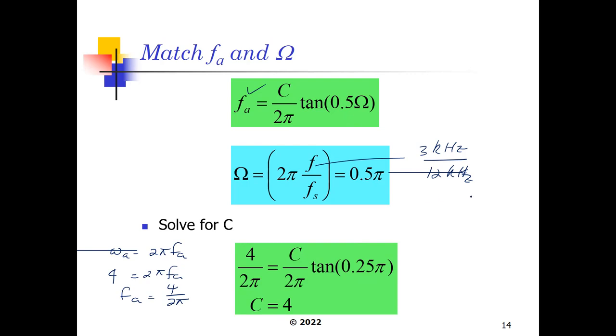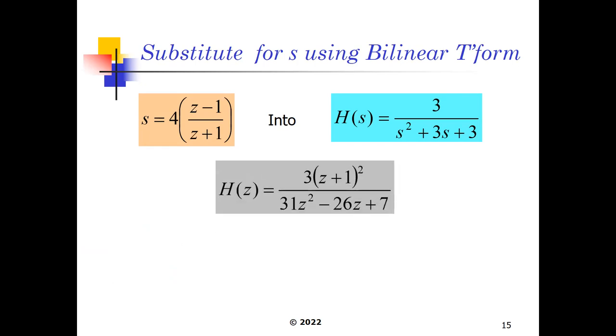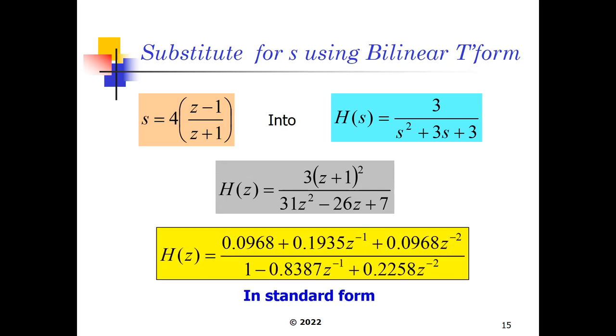So the expression now is to substitute 4 (Z minus 1) over (Z plus 1) into H(s), which you were given. You do the substitution and simplify, but of course, the final answer has to be in the form of, once we get it in Z's, we want to convert it back into negative indices. Remember what the standard form always is: B0 plus B1 Z to the minus 1 plus B2 Z to the minus 2, over 1 plus a1 Z to the minus 1 plus a2 Z to the minus 2, etc.